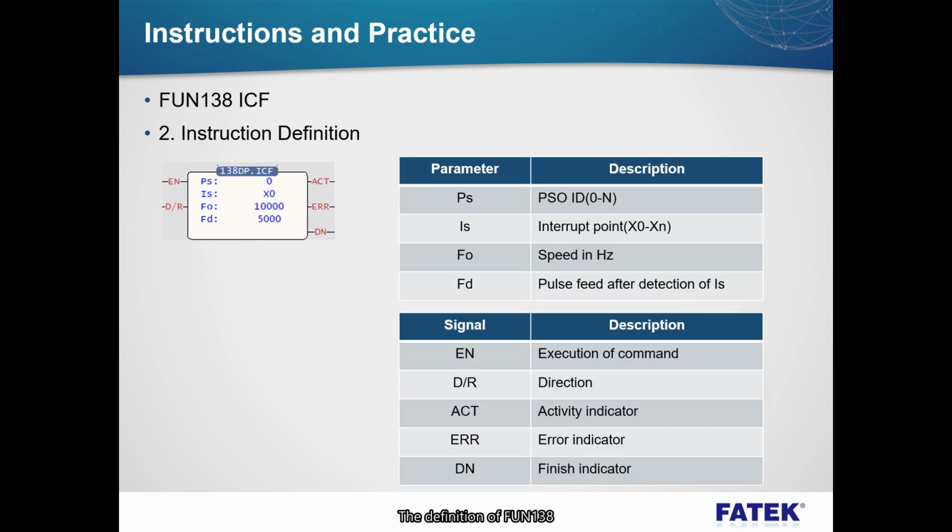The definition of function 138. PS is the axis index. LS specifies the interrupt source. FO is the constant speed. FD is the distance to move after LS is triggered. The direction can be specified through input D/R.